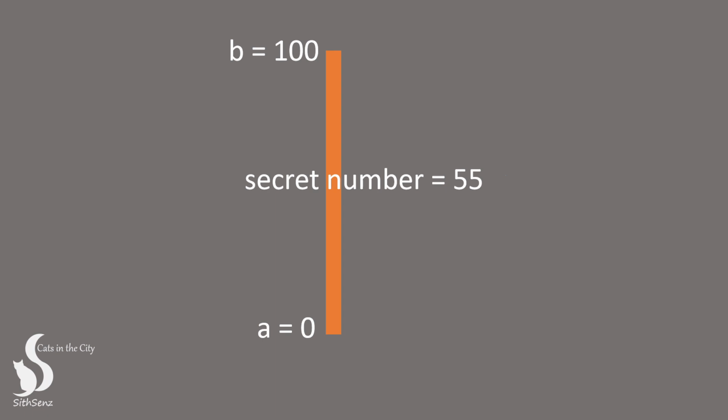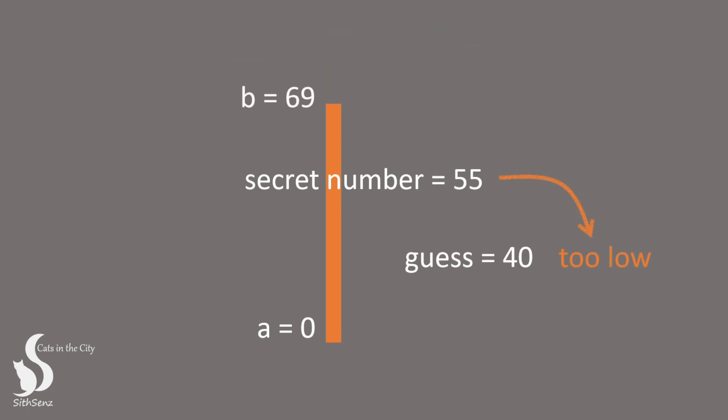Let's say the secret number is 55, the lower limit is A and the upper limit is B, both initialized to 0 and 100 respectively. When the computer guesses 70 and the user replies too high, we know that 70 is not the correct answer and the secret number can only be between 0 and 69, inclusive. Therefore, we update the value of B to 70-1, which is equal to 69.